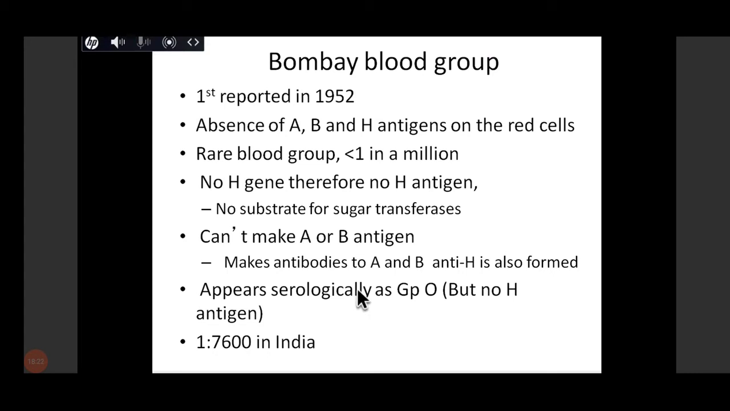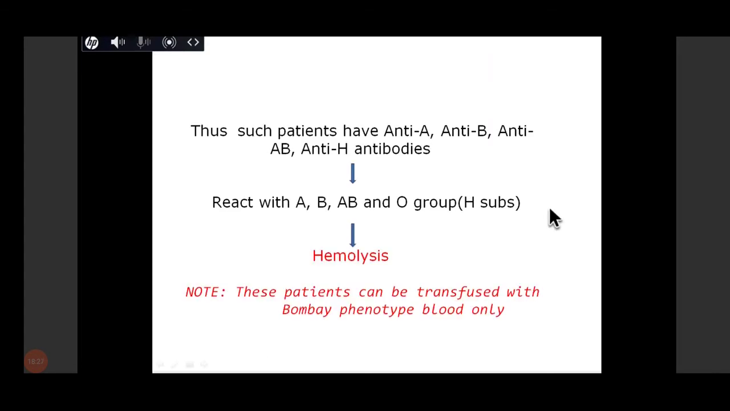So they will react even with O negative red cells. Such patients have anti-A, anti-B, and anti-H antibodies, and they will have hemolysis even with O group blood. This patient has to be transfused only with the Bombay blood type.